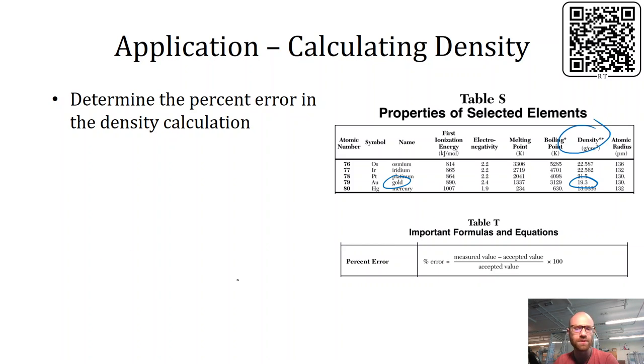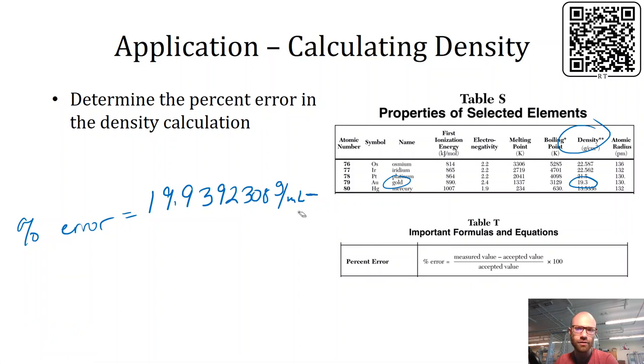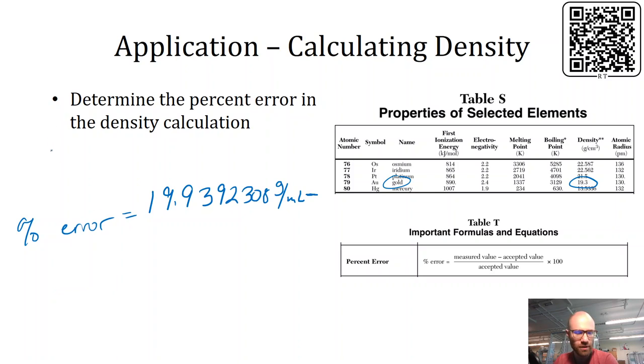The formula for percent error is given there. That is going to be our measured value from the previous slide, which was 19.9392308 grams per milliliter. I was about to write down the other number, and then I realized that the units don't match. In fact, I'm going to erase this so we can see. You can see the units for density given are grams per cubic centimeter, and the density that we calculated was grams per milliliter.